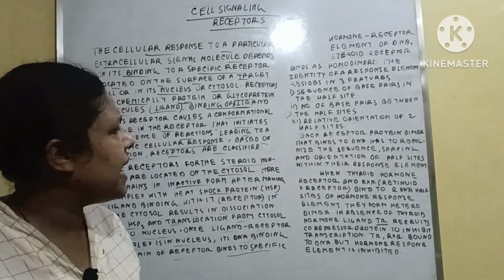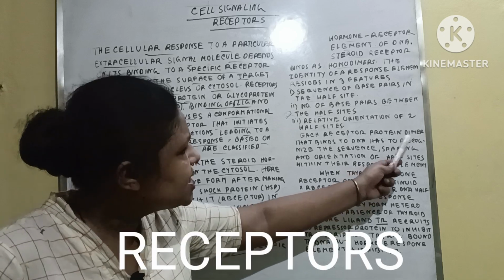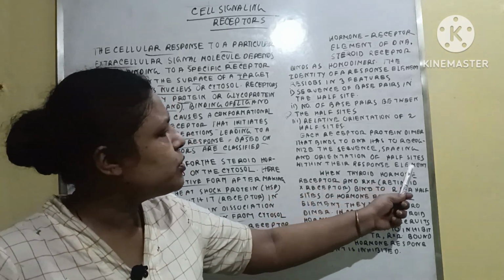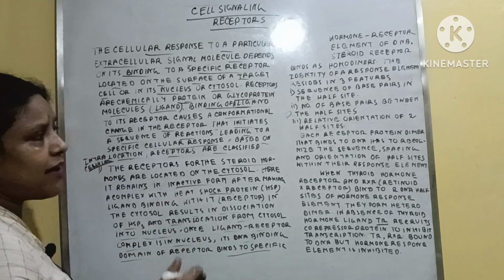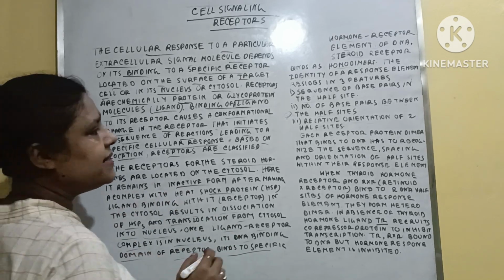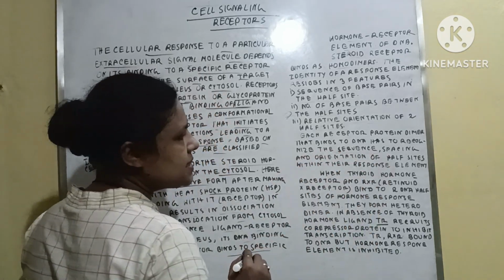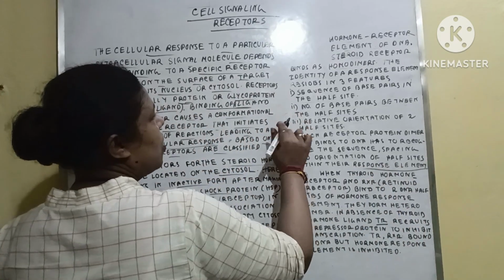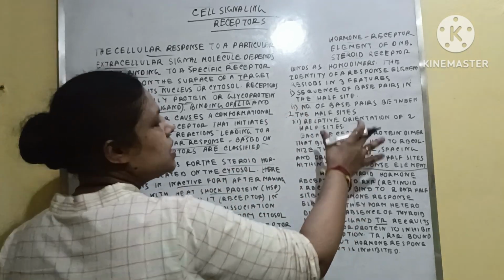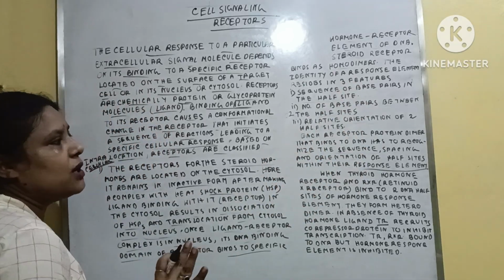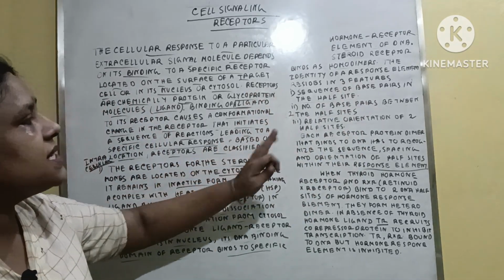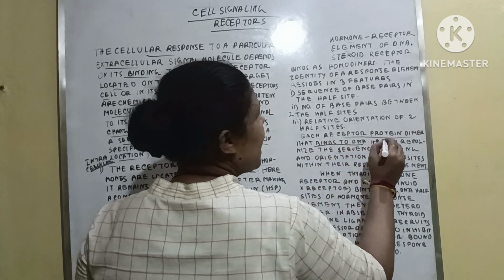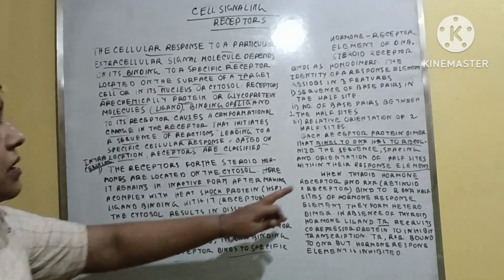So each receptor protein dimer that binds to DNA has to recognize the sequence, spacing and orientation of the half sites within their response element. Mainly the receptor protein has to identify the sequences, spacing and orientation of the half sites of what? Of the response element. Without recognition of these three features, the binding is not possible. So receptor protein dimers that bind to DNA have to recognize these three features of the response element.